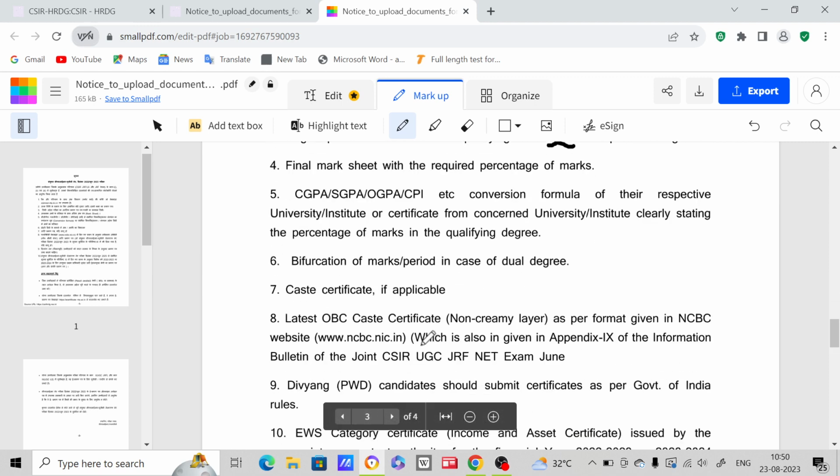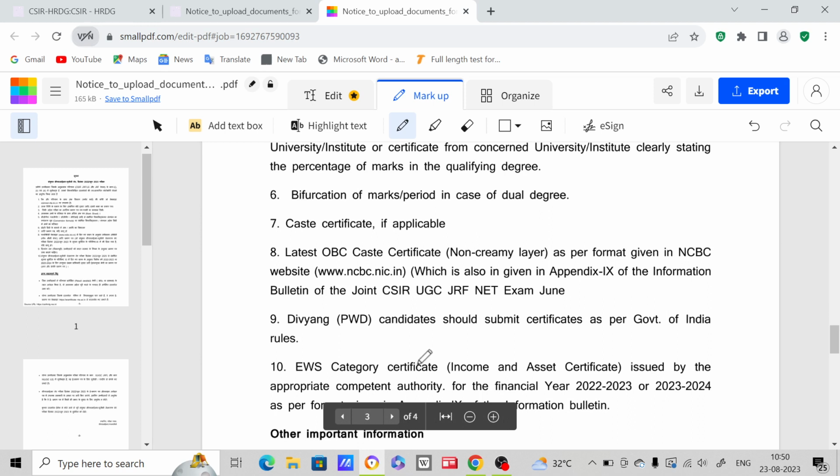And also here, for your EWS category, if you are a candidate who belongs to EWS, you have to send either 22-23 or 23-24. Okay, so for this financial year, if you have a 22-23 financial year EWS certificate, this is also more than enough. You don't need to worry about anything, right?